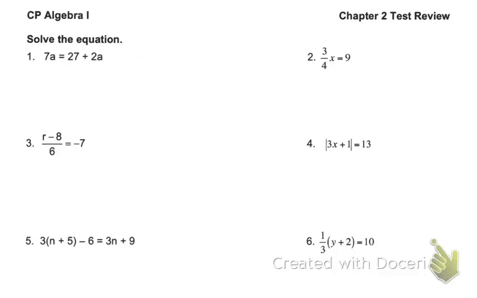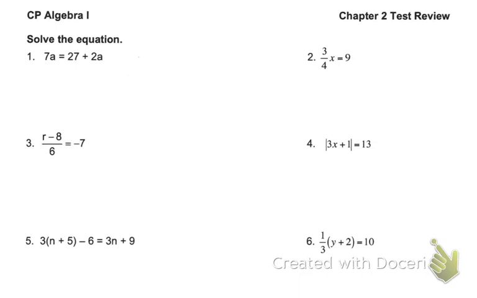This is the test review video for numbers 1 through 6. All right, so for all these, we're solving the equations. We have various equations, fractions, absolute value. What we really want to do is get the variable term on one side and then get it by itself.